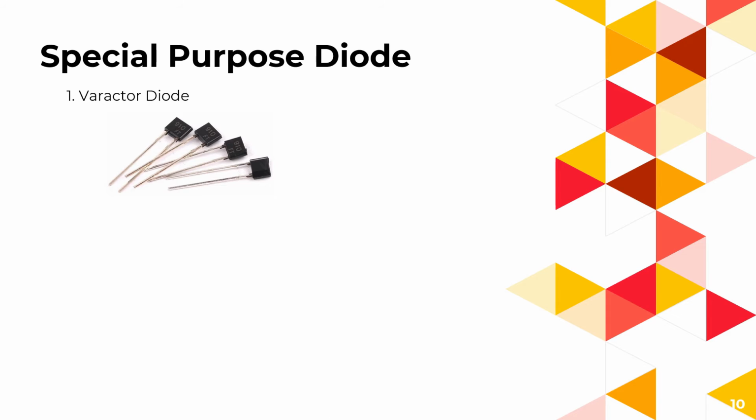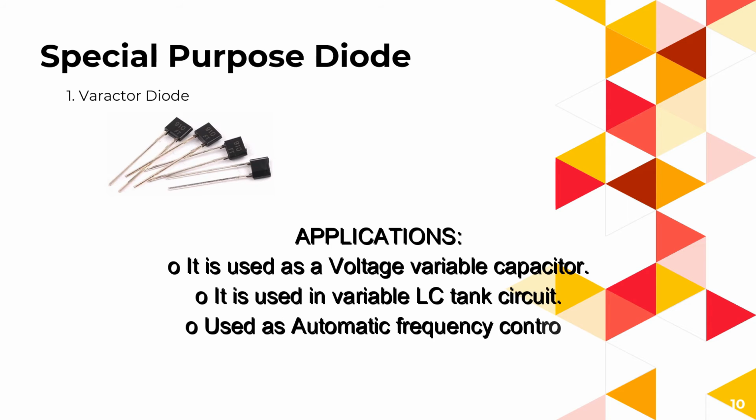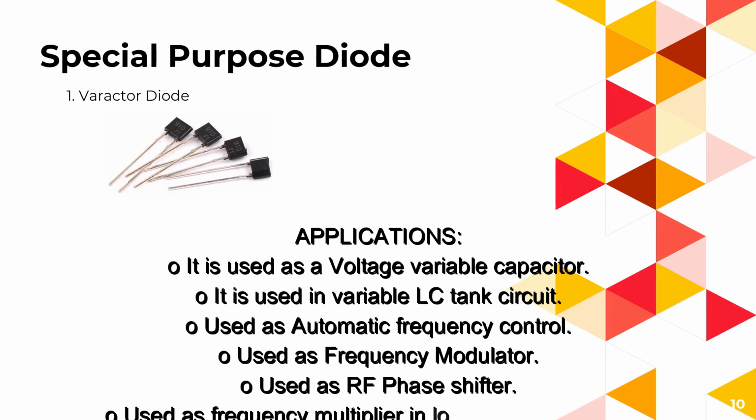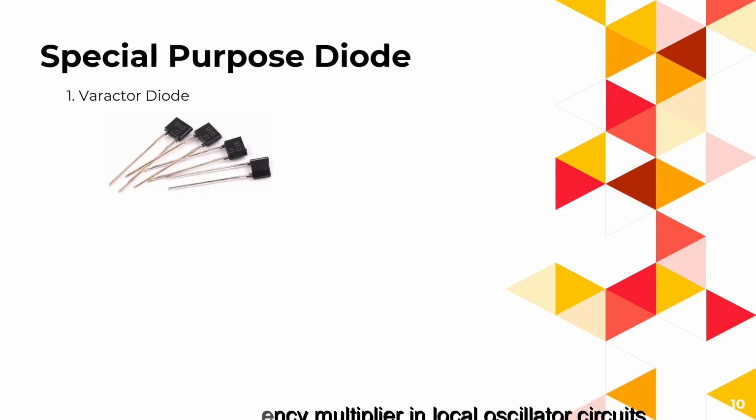Applications of varactor diode. This diode has many applications, such as it is used as a voltage variable capacitor, it is used in variable LC tank circuit, used as automatic frequency control, used as frequency modulator, used as RF phase shifter, and used as frequency multiplier in local oscillator circuits.